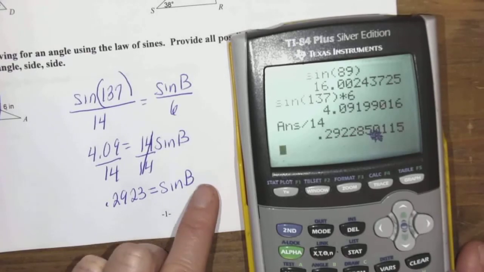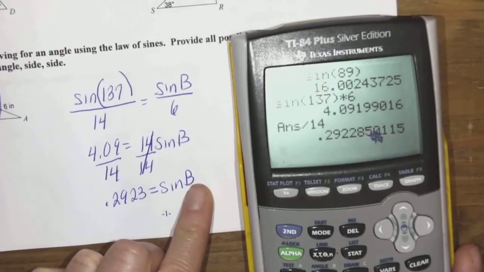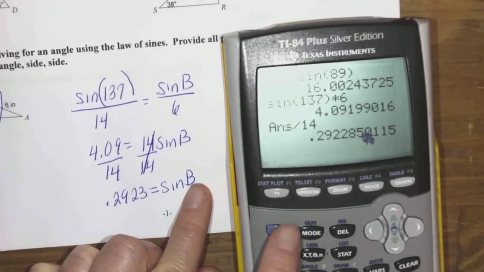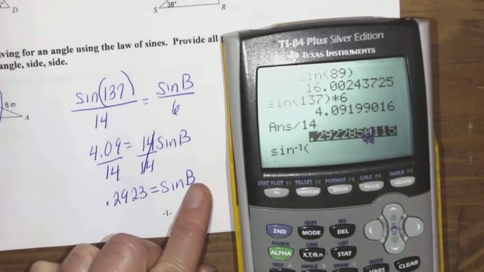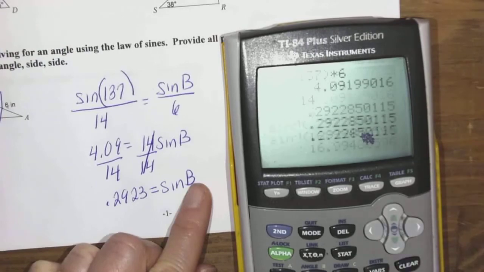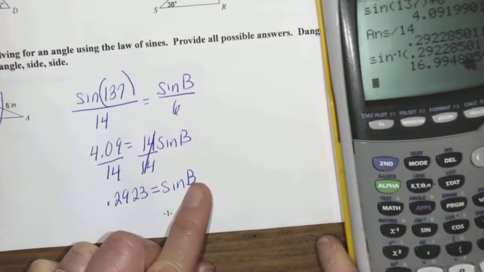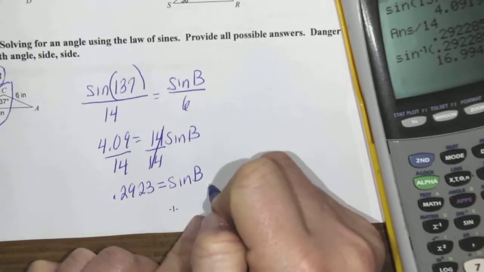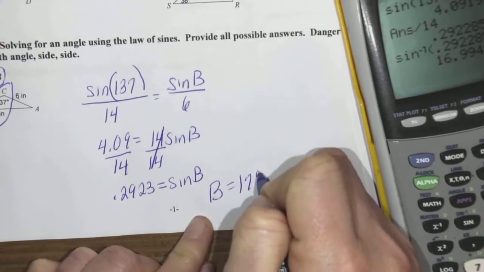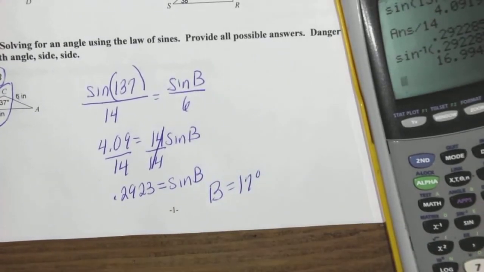So remember, anytime you solve for an angle, this is when you do inverse. So I'm going to hit second sine, go up and grab that entire decimal, and I can find that my angle is 16.99, and I'm okay if we round these to the nearest degree and we say the angle is 17 degrees.